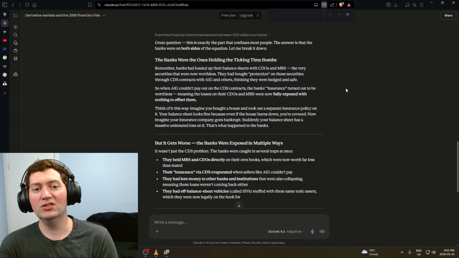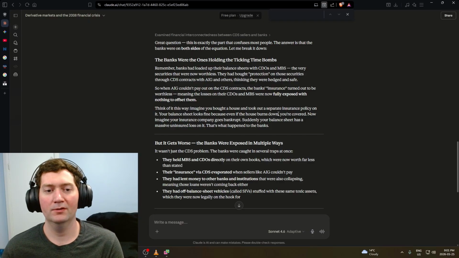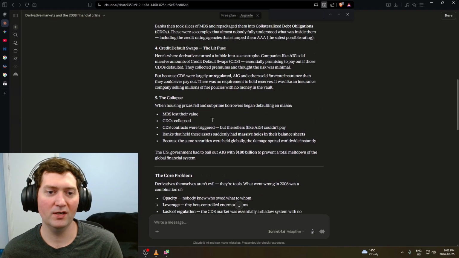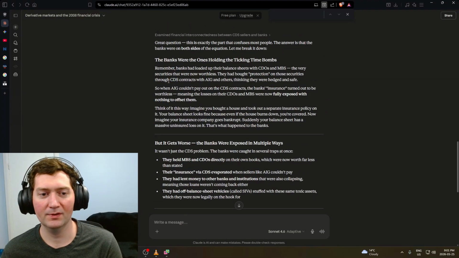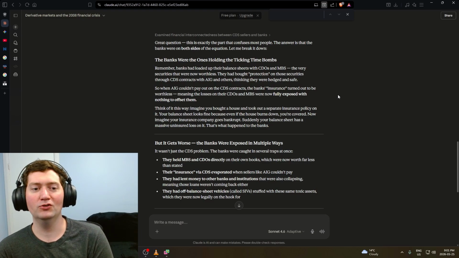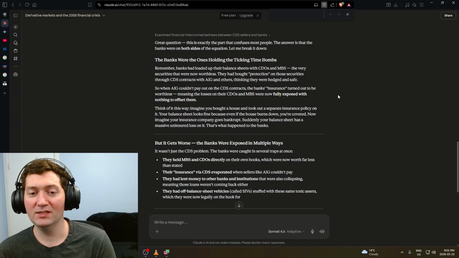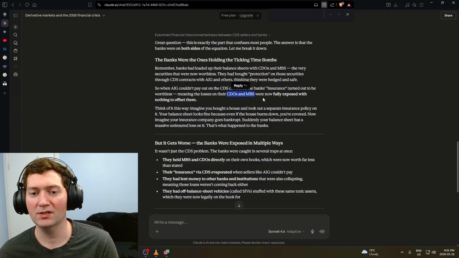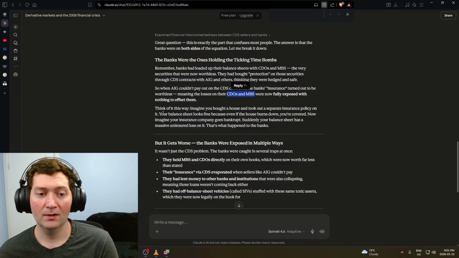So when AIG couldn't pay out on the credit default swap contracts, the banks' insurance turned out to be worthless, meaning the losses on their CDOs and MBS, so basically all their securities, were now fully exposed with nothing to offset them. Think of it this way.